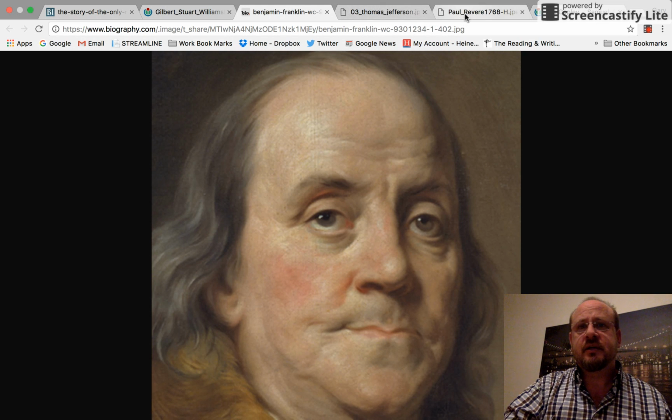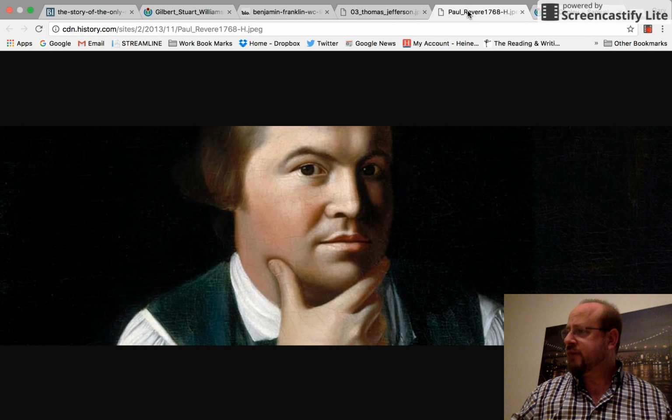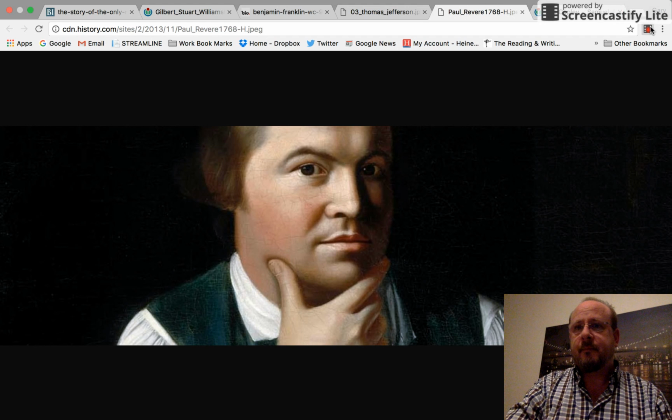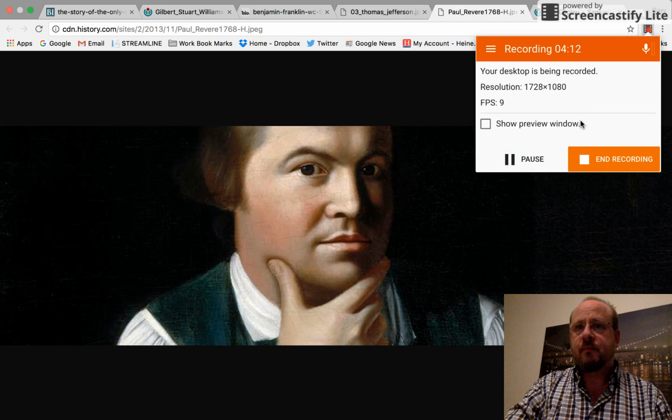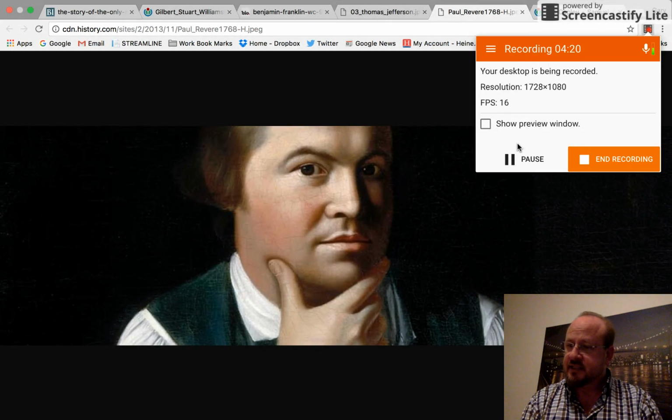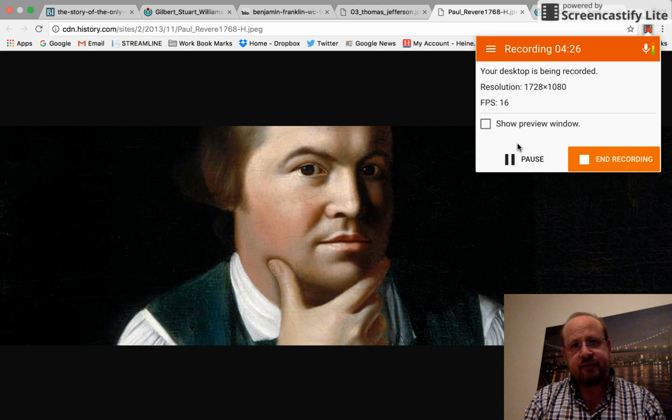A revolutionary that we should consider is Paul Revere. Paul Revere was from Massachusetts. He lived from 1734 to 1818. He was a silversmith, an artist, and a revolutionary. He helped plan the revolution from Boston. He was a member of the colonial militia. He was an important figure in the Battle of Lexington and Concord.